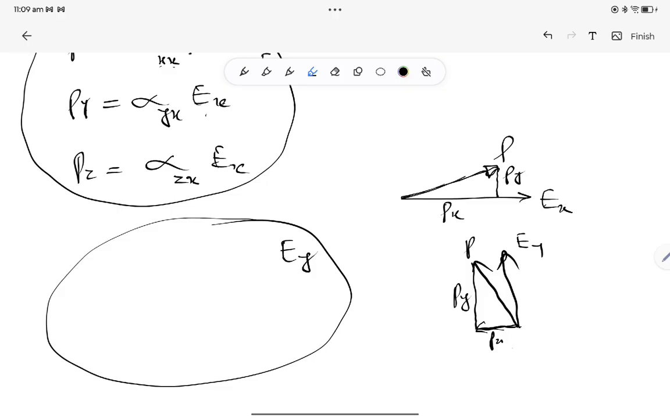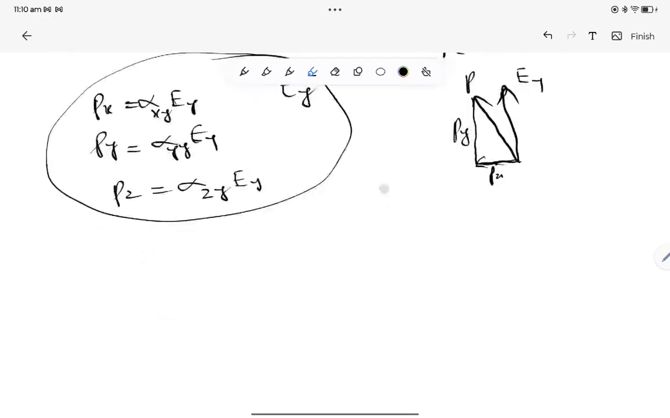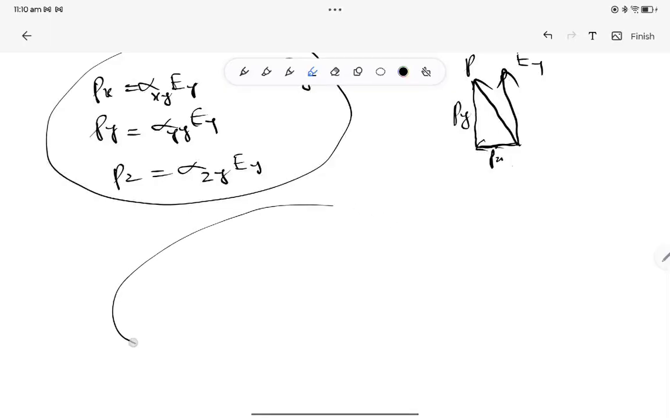So once again writing Px is equal to, you have Ey now. This Px is due to Ey, not due to Ex. And you have alpha xy. X because of this, y because of this. Similarly, you have Py is equal to alpha yy Ey, and Pz is equal to alpha zy Ey. Lastly, you have Ez. You can have then another choice, that is Ez.